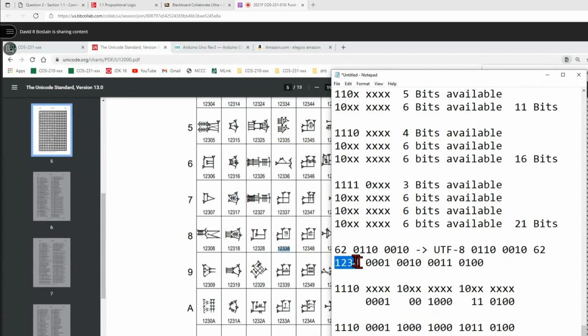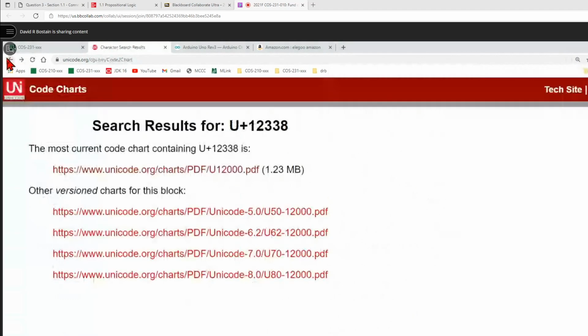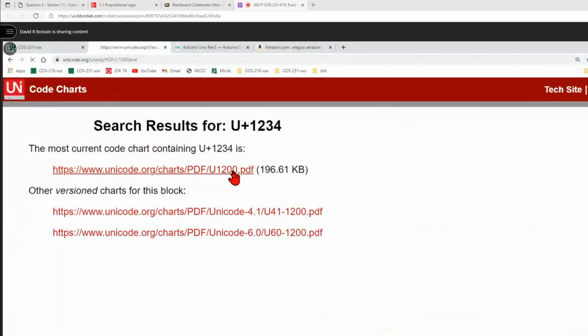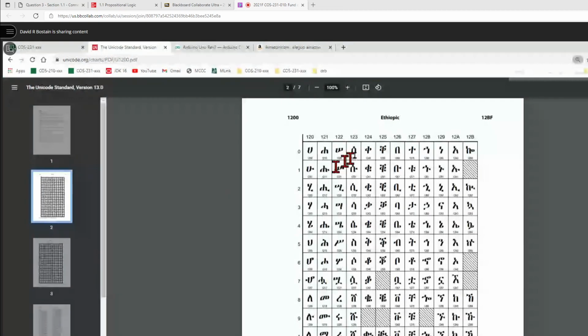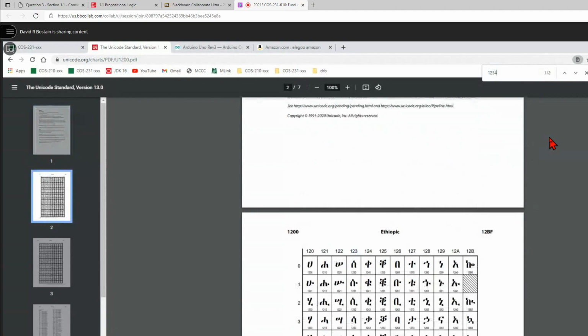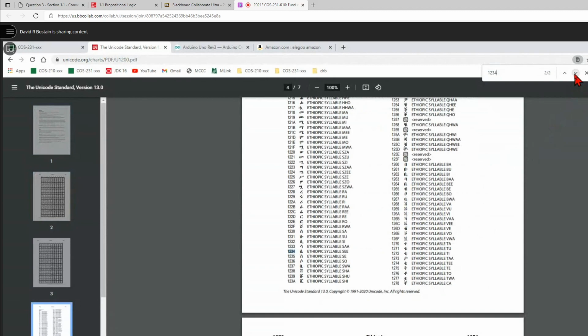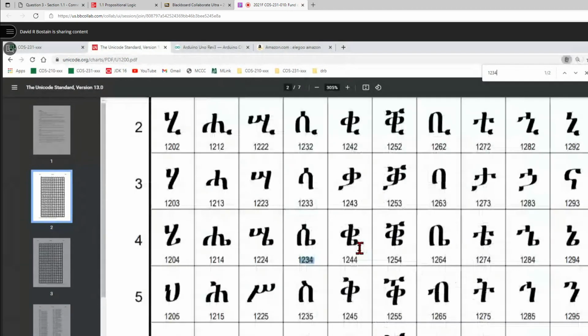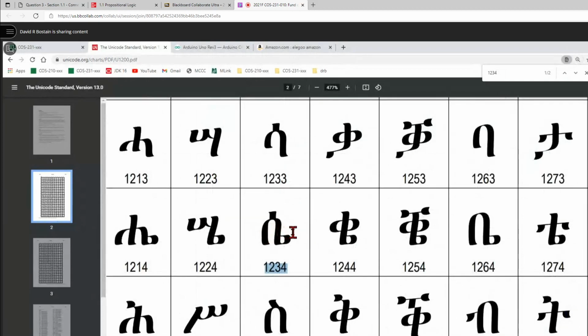Let's actually go look and see if 1234 is really a character. Sometimes they are, sometimes they're not. We go here, we put in 1234, hit go. There's a page. Ethiopic 1234. Let me find it. It makes it easier to spot. Its name is the Ethiopic syllable C, and it is on this page, 1234, which is right here. So it's this character right here. How about them apples? That's pretty good, isn't it?